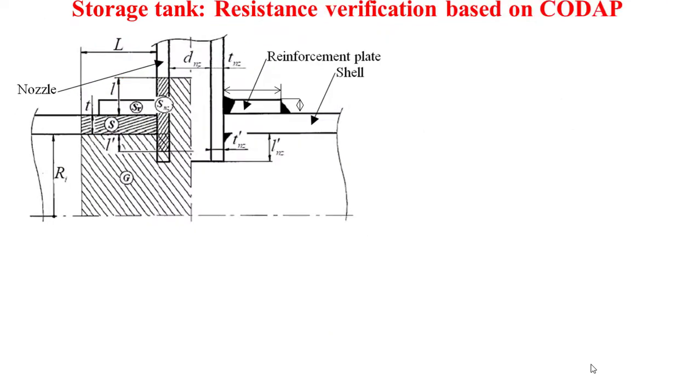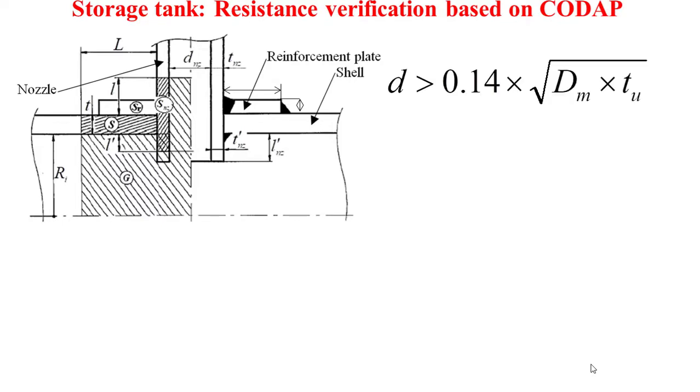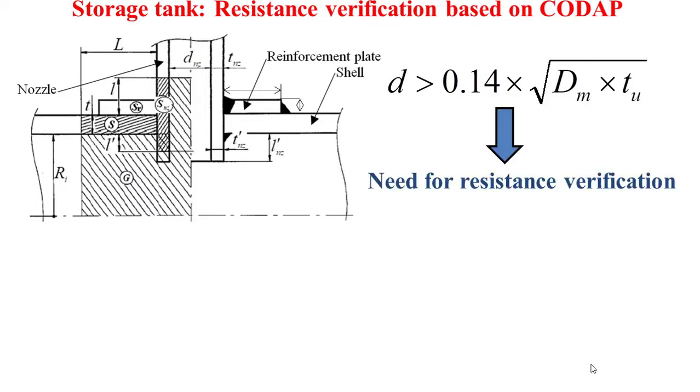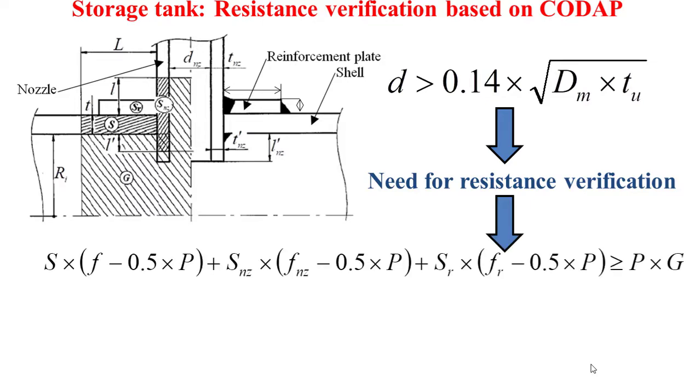Now, always based on this model, only when the diameter of the opening small d is higher than 0.14 multiplied by the square root of the mean diameter of the shell multiplied by the useful thickness of the shell, only in this case we need a resistance verification. And this resistance verification is stated by CODAP using the inequation that you see now in this slide.